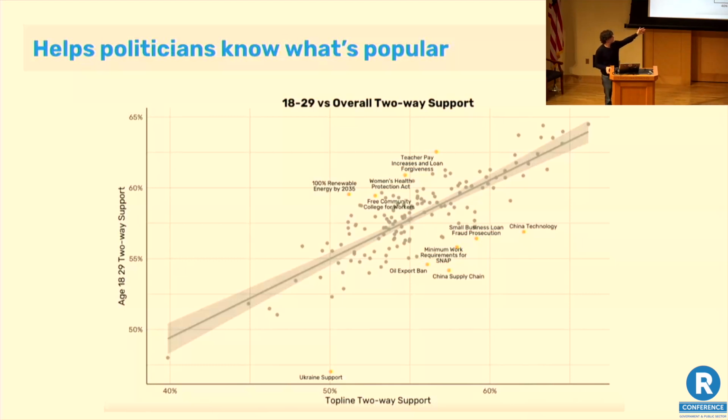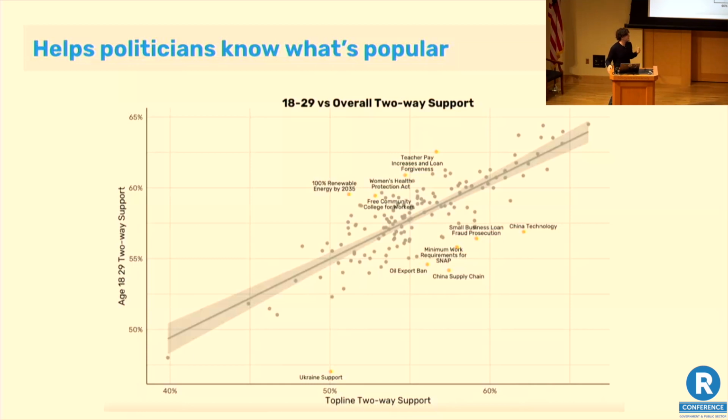So the basic idea here, we've pulled hundreds of different policies. Every single dot is a policy that various people in the Democratic Party have proposed. The x-axis is the support among the overall population, and the y-axis is the support among 18 to 29-year-olds. Basically, the things that are below the line are things that are disproportionately unpopular with young people. The things above the line are popular with young people.